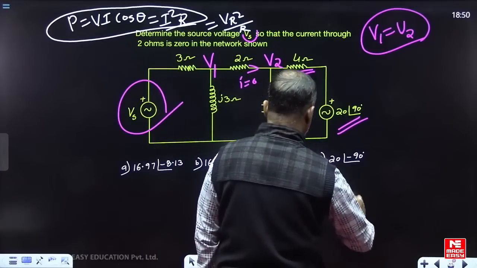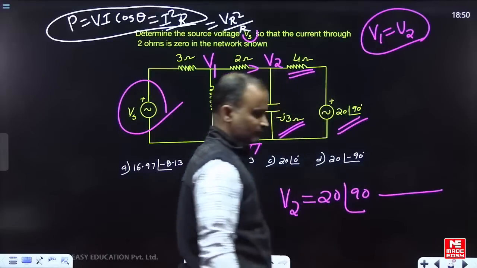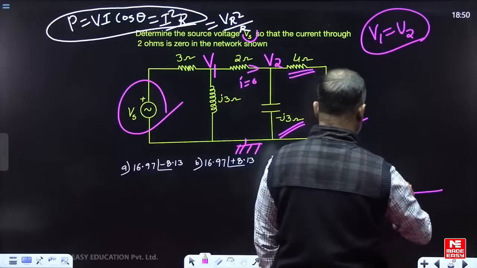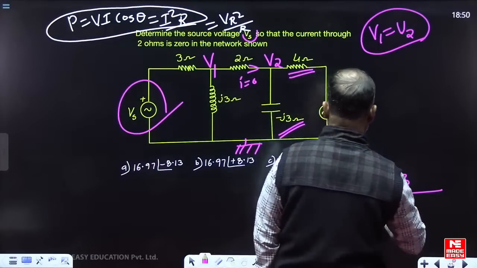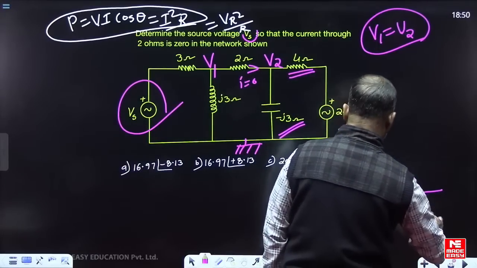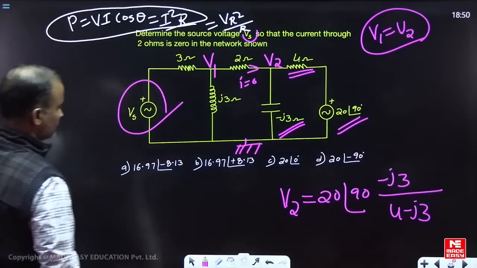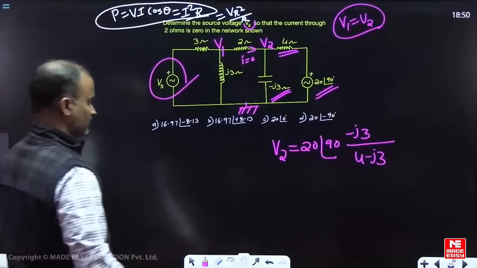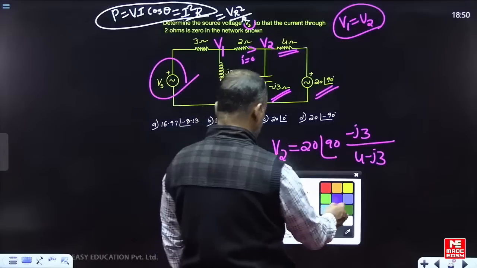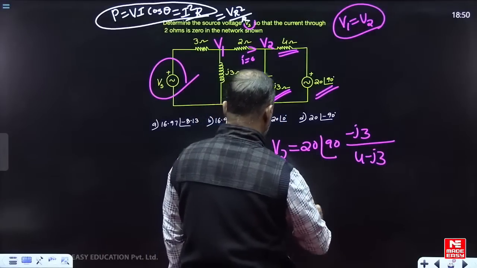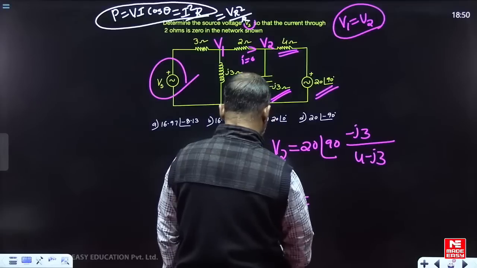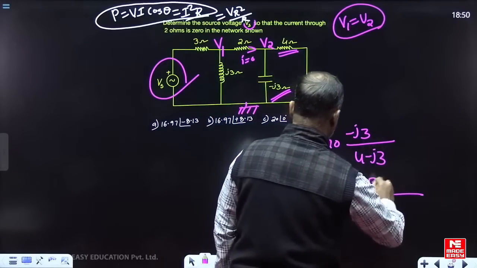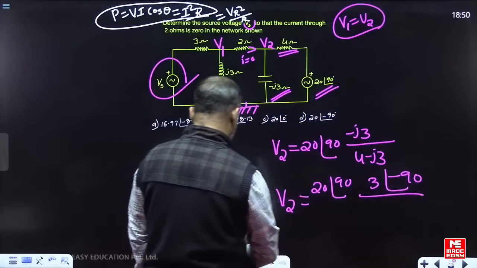But the total voltage is 20 at angle 90. Total voltage into similar impedance. What is the similar impedance? It is minus J3 by total impedance, 4 minus J3. For this one, can you simplify? Check it out. V2 equals 20 at an angle 90. What about this one? We can write it as 3 at an angle minus 90. Minus J means minus 90.